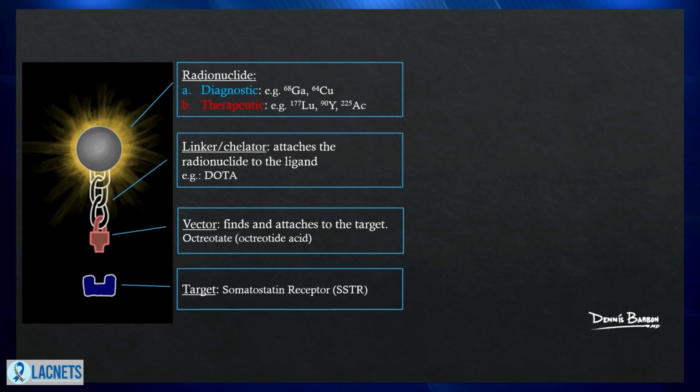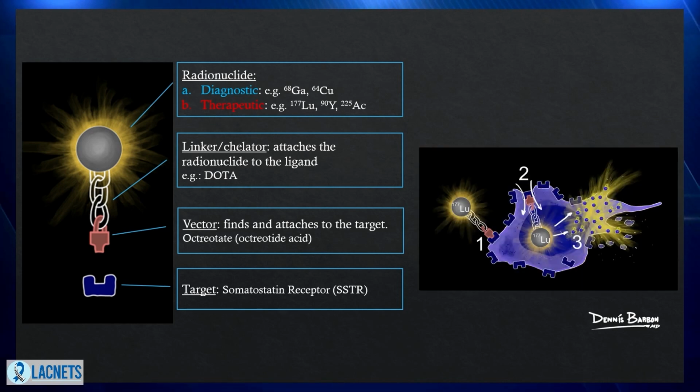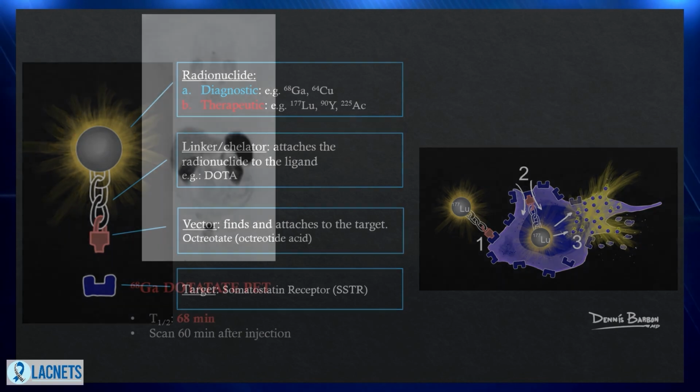So we could label with a diagnostic radionuclide like gallium or copper, but we could label the same compound as well with lutetium, yttrium, or actinium and treat neuroendocrine tumors using the same concept. So this is basically an illustration of how PRRT works, in which the lutetium dotatate is going to link to somatostatin receptors, it'll get internalized, and then it's going to radiate the cells from the inside.